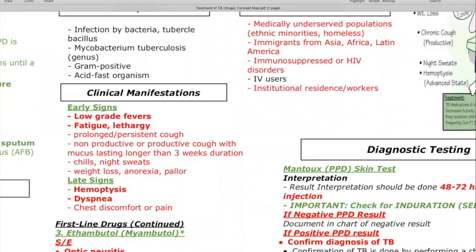Clinical manifestations of tuberculosis. There are 2 phases, right? There's an early stage and there's a late stage. In the early stage of tuberculosis, a patient will have low-grade fevers. They're going to be really tired, so fatigue and lethargy. They're going to be coughing, and this is going to be a prolonged and persistent cough. It could be non-productive or productive with mucus sputum, and this cough will typically last longer than 3 weeks. The patients can also experience chills and night sweats, weight loss, anorexia, and pallor.